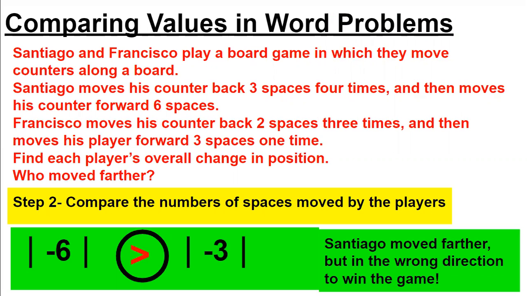He went in the wrong direction, right? So he actually ended up back 6 spaces, whereas Francisco ended up back 3 spaces, right? So Santiago actually lost the game, but he had a greater change. It was just a change in the wrong direction.